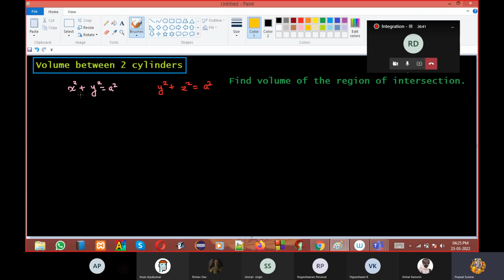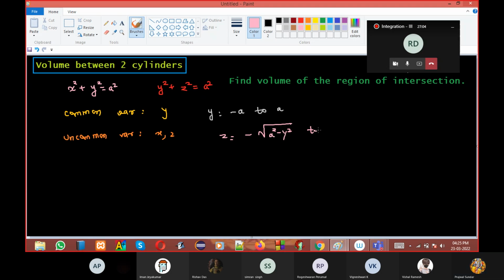First you see what is common between these two. What is the common variable? The common variable is y. So for y you put limits as minus a to a. Whatever common variable you have, put that as the limits. Then for the other variables, x and z: for z you put the limit as minus root of a square minus y square to root of a square minus y square. And for x you put the limit as the same thing.